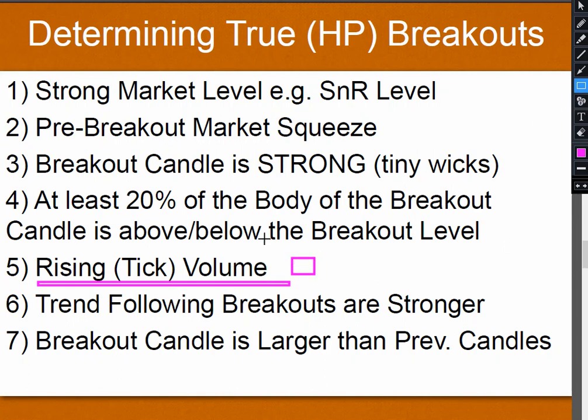I also, if possible, want to trade breakouts that are in the direction of the trend. If the market is trending upwards, my focus is to trade breakouts of resistance. If the market is trending downwards, I want to focus on trading breakouts of support. All right? Not always. There are cases when I trade the reverse, but I have to say that higher probability breakouts are always in the direction of the trend.